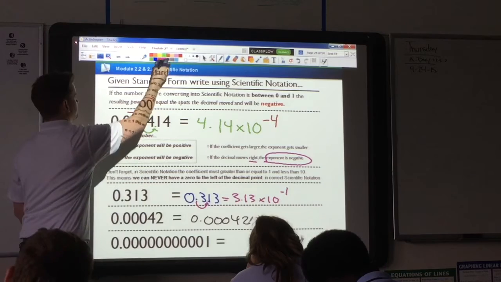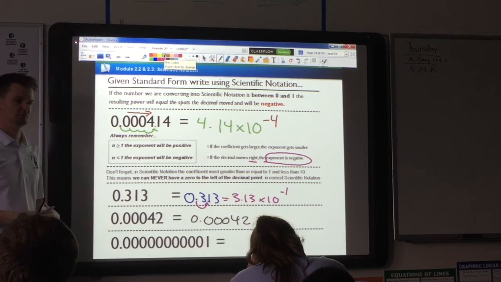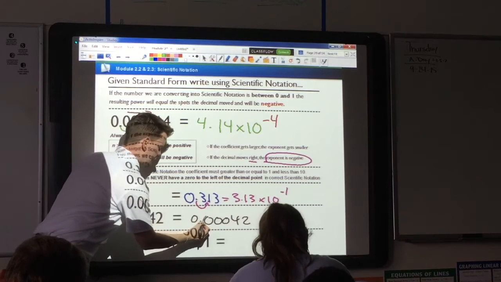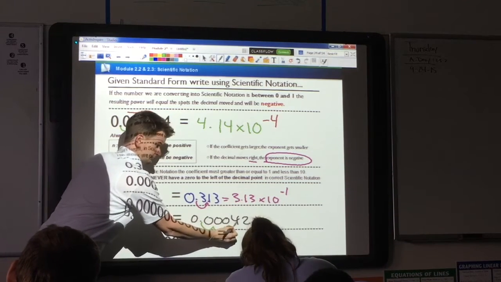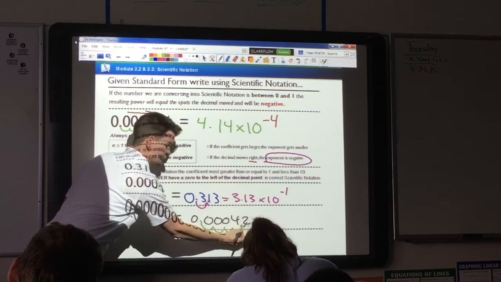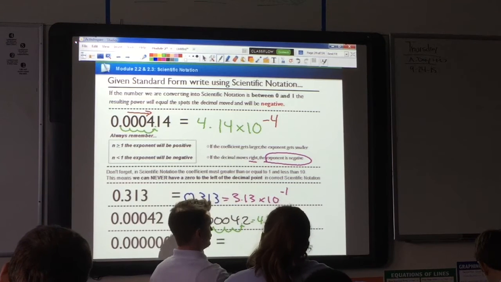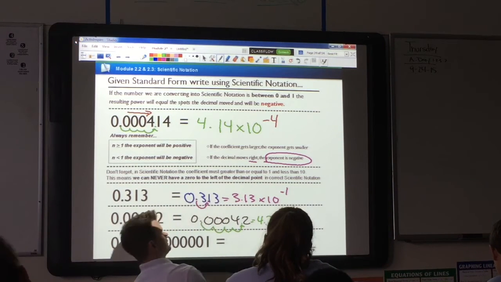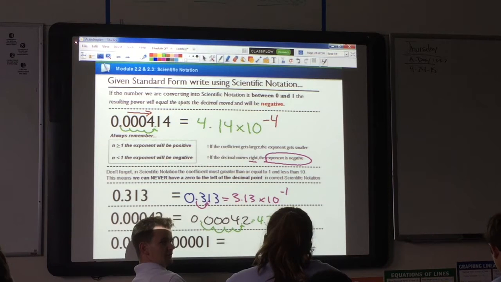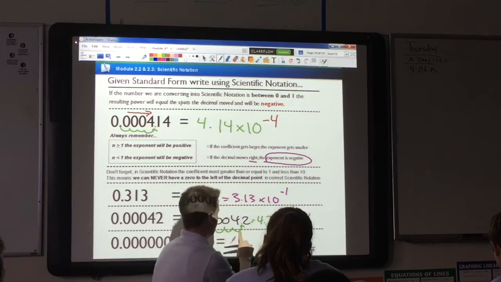0.00042. We got to convert this first. We got to make this a good coefficient. So which way are you moving your decimal? To the right. All right, you tell me when to stop. Keep going. More. Okay, right. All right, she's right. So it's 4.2. What comes after that? Times 10. And then what is your exponent going to be? -4. Good job. We moved the decimal 4 spots.